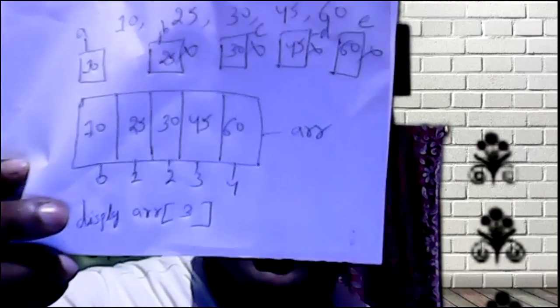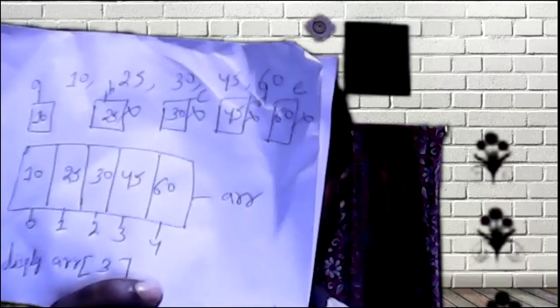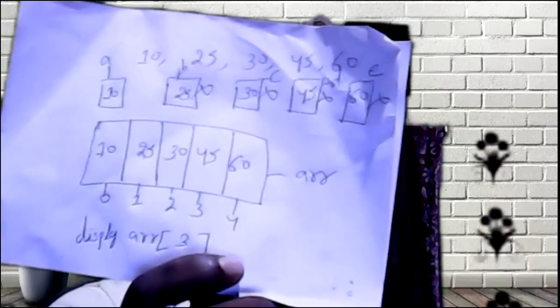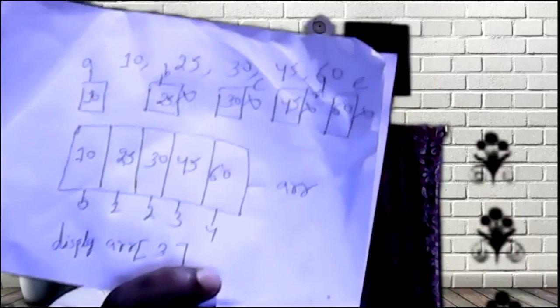So for that reason, when you store all the elements in a single memory location, for accessing that element we require the index number. So that index number you can give here, because in a single memory location we have to store all the values. So for accessing that value, we require an index number. Clear?